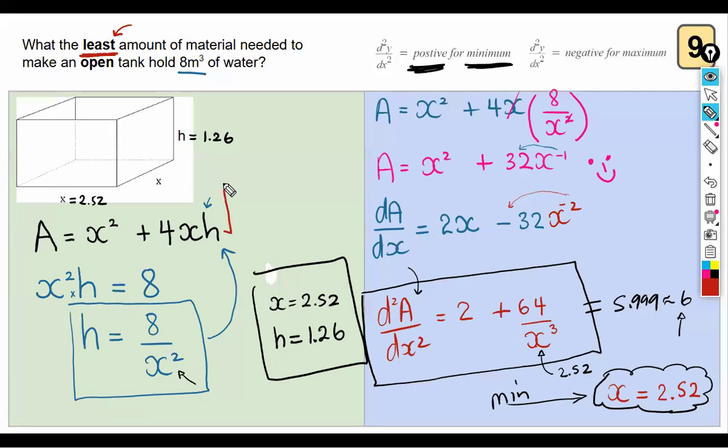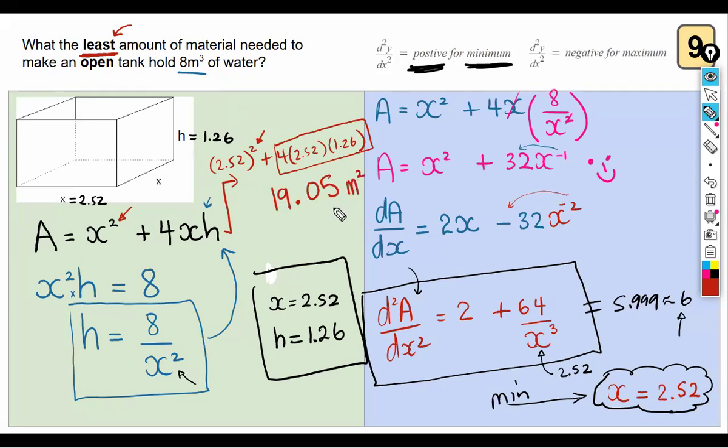So running out of space, we are going up here. Right? So when I work it out, I'm getting 19.05. If I would ask you for the surface area, it would be in meters, so it's meters squared, right? And that's the end of the question then: 19.05 meters squared.